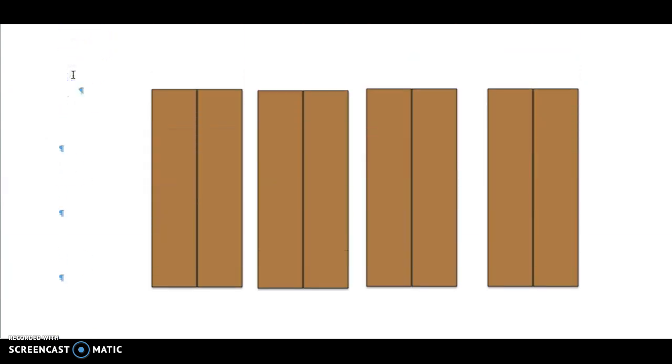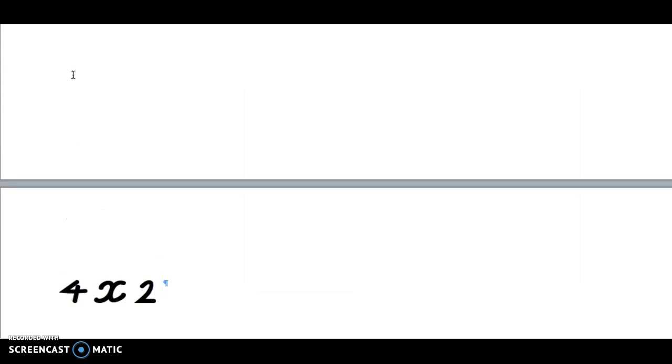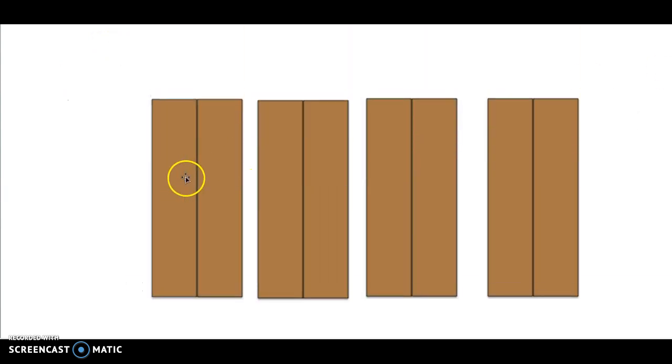Okay, so 4 times 2 equals 8. So 4 times 2 equals 8. So 4 lots of 2 equals 8. We can count this manually: 1, 2, 3, 4, 5, 6, 7, 8.